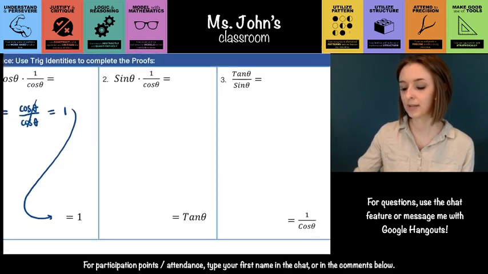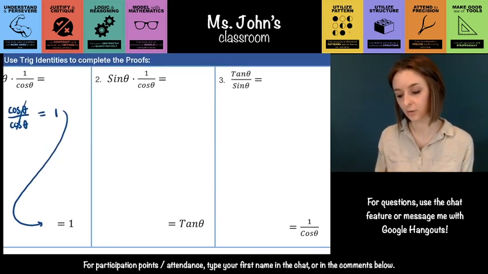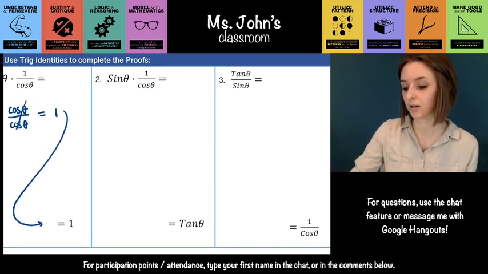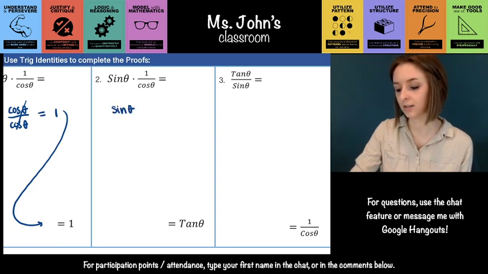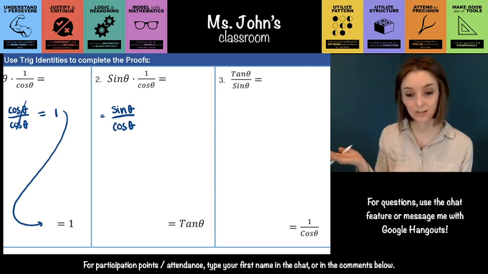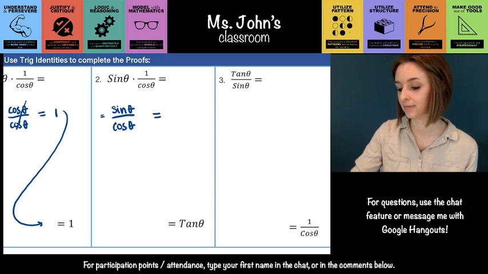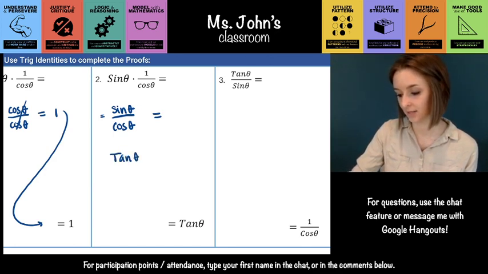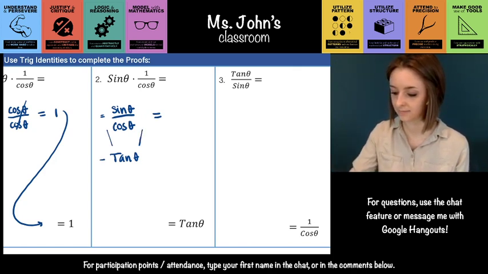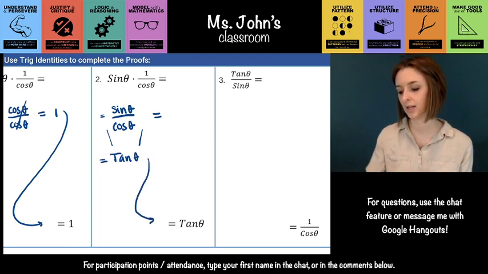Now, we're trying to make sine theta times 1 over cosine theta equal tangent theta, which, again, we're using the same multiplying fractions logic to say that this is equal to sine theta over cosine of theta, which is our identity for tangent. So we are just going to replace that with tangent of theta, which is what we wanted.